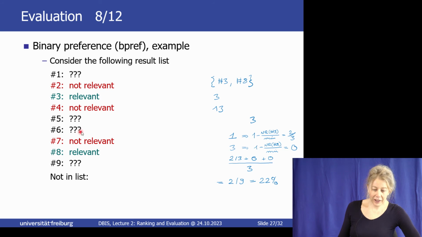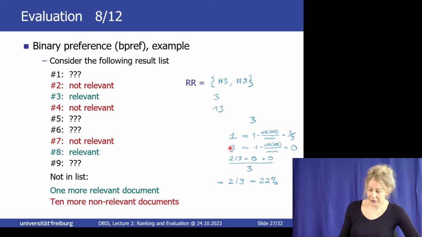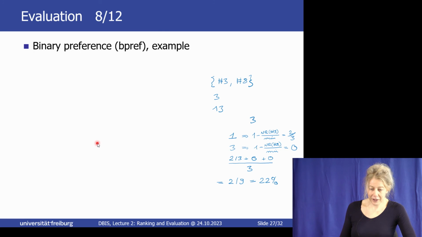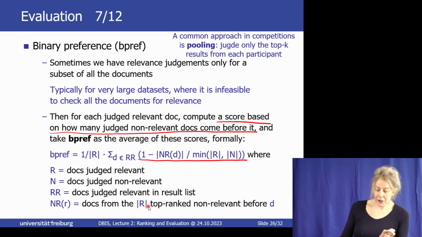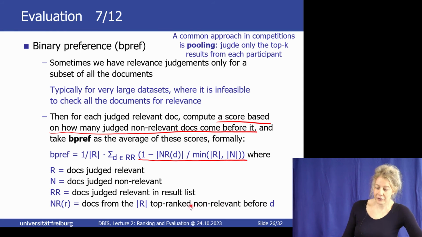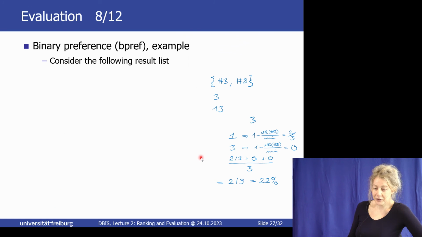So let's assume number 6 is also not relevant. Now I would have 4 non-relevant ones before it. Does this mean this measure now becomes negative? No, because I only count until R. So if I have 3 relevant ones, I just count non-relevant ones. Now it's already 0, it doesn't become less. And that's what's written here: the R top-ranked non-relevant ones. I only consider the first 3 non-relevant ones. And the only reason for that is so that the score doesn't become negative. It's actually just for that reason. It's a very good question.